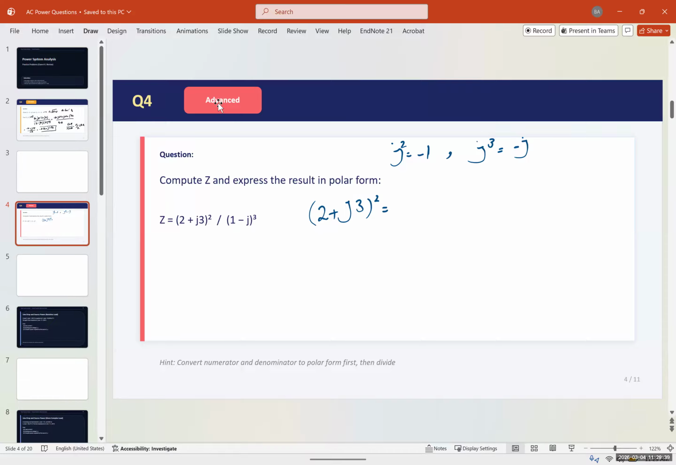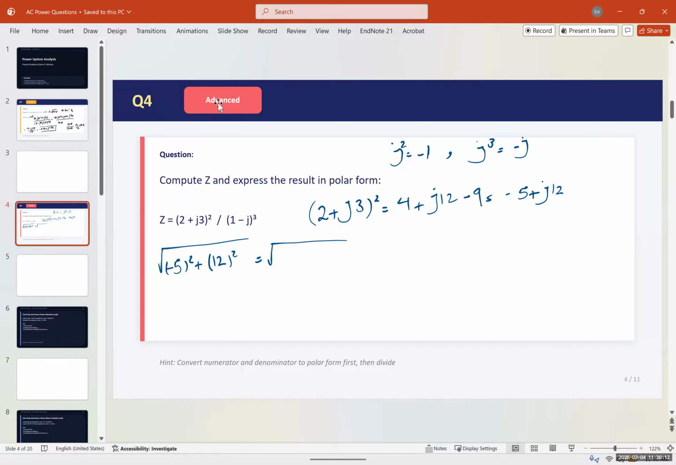Okay, so for the numerator, we want to find 2 plus j3 in the power of 2. We expand that. This is going to be 4 plus j12 minus 9, which is going to be negative 5 plus j12. Now, if you convert this to the polar form, it's going to be square root of negative 5 squared plus 12 squared. So it's going to be 25 plus 144.